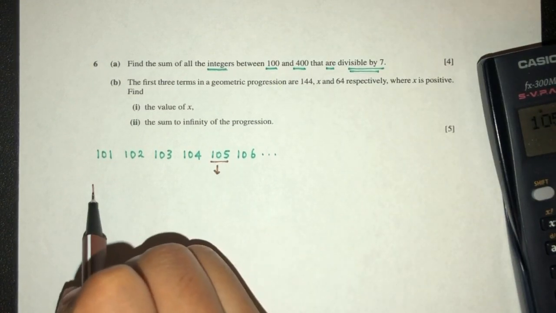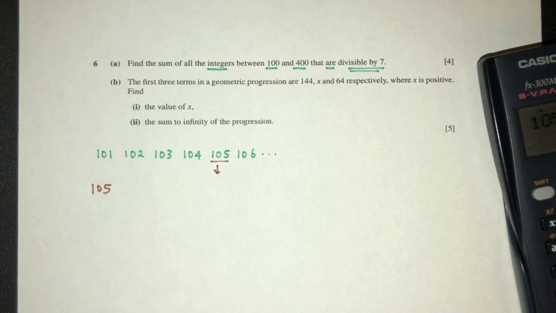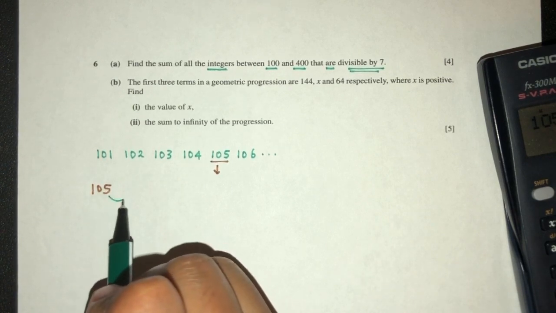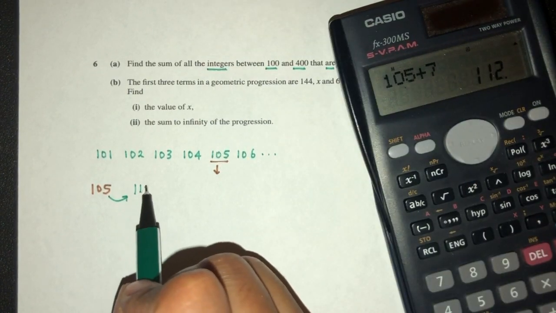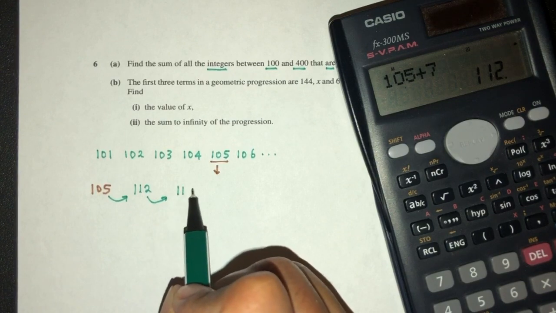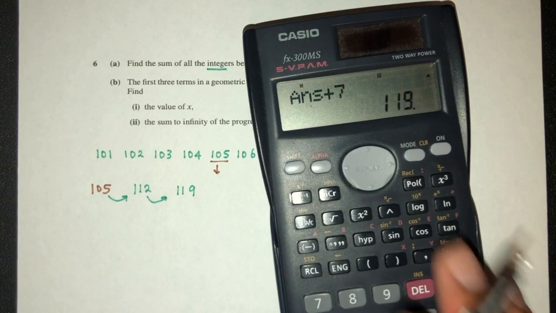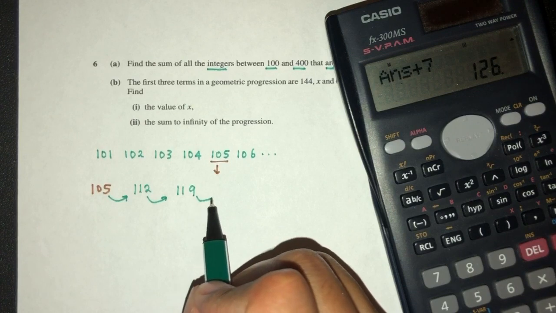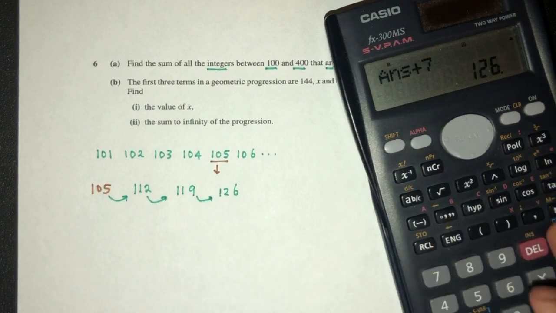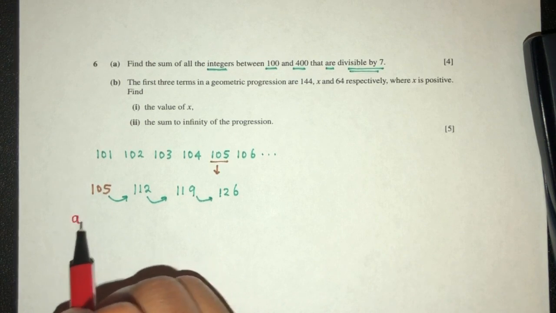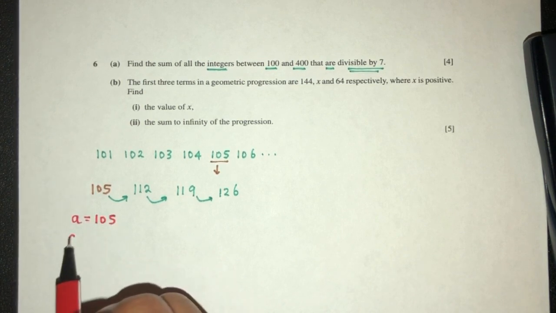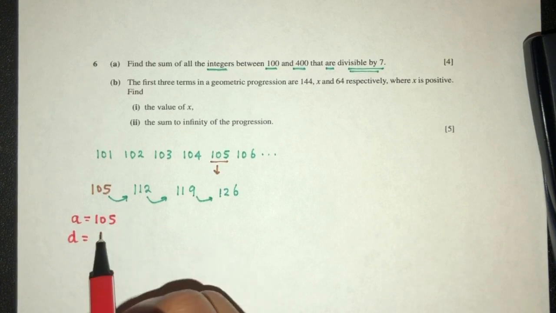So we have to begin with 105. It is divisible by 7, so every time we are just increasing by 7. 105 plus 7 is 112. Increase by 7 is 119, then 126. Obviously, you can always go like this until 400 and add them together, but it is not advised because it would take too long, right? So at least we know the first term is a equal to 105, and the common difference is 7.